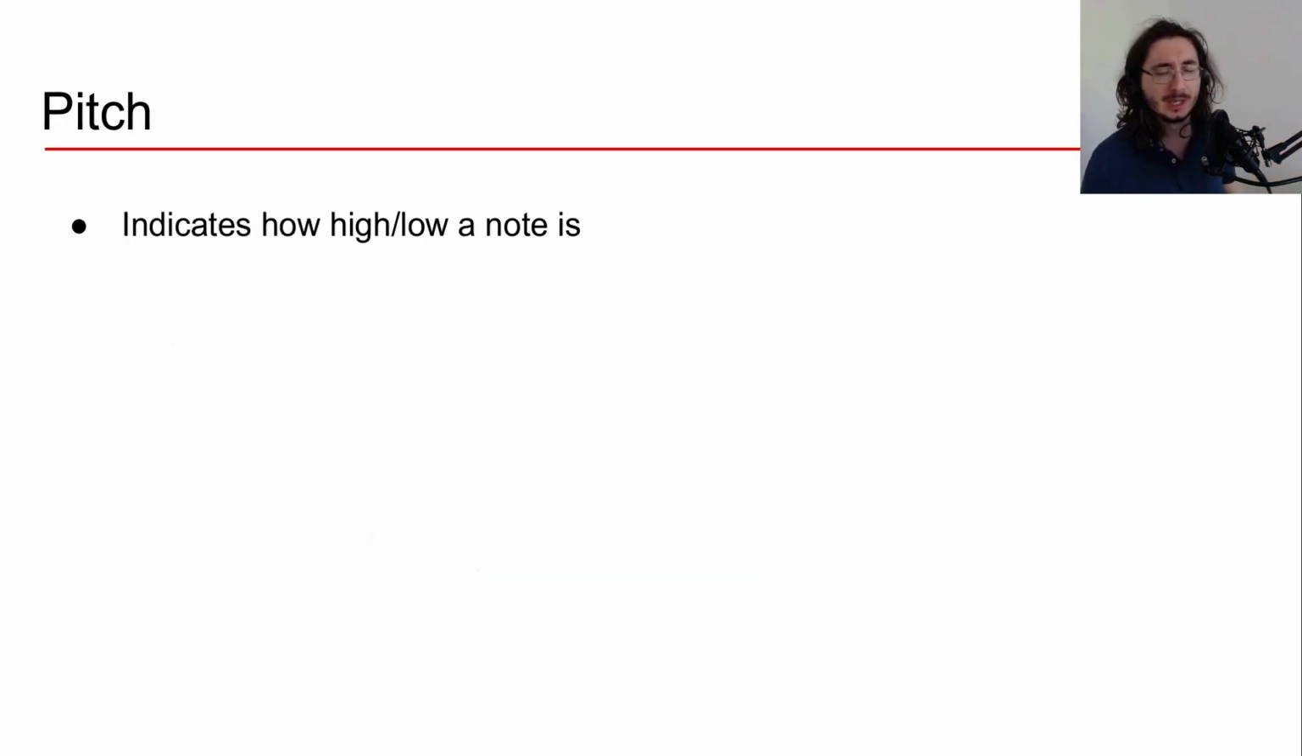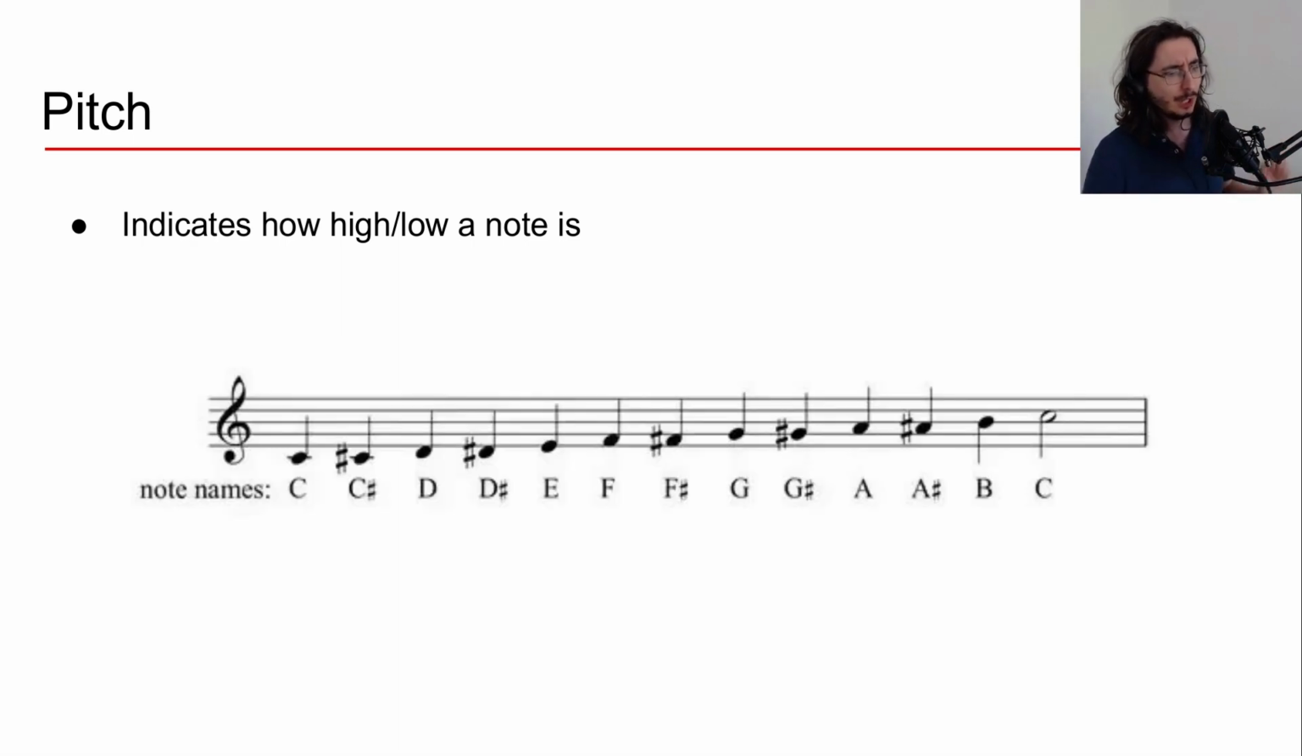So we'll start with pitch. Pitch indicates how high or low a note is, and it's strictly connected to the concept of frequency. The higher the frequency, the higher the pitch of a note. Good. Here we have basically all the 12 notes that we have in our Western musical system. As you can see here, we have the note names. We start from this C, and we go up to C sharp, D sharp, all the way until this other C over here.